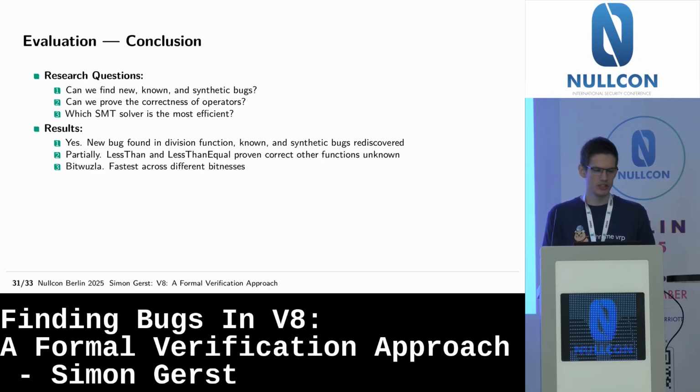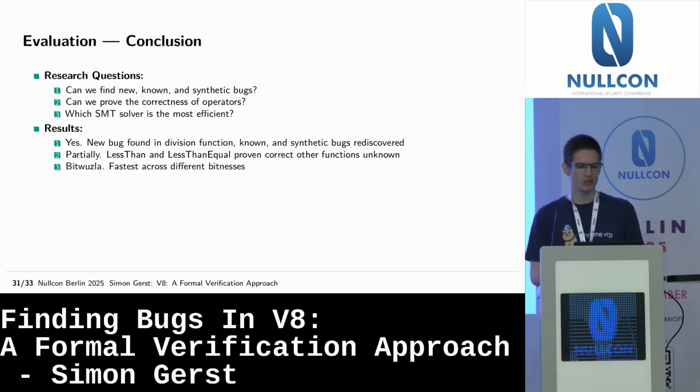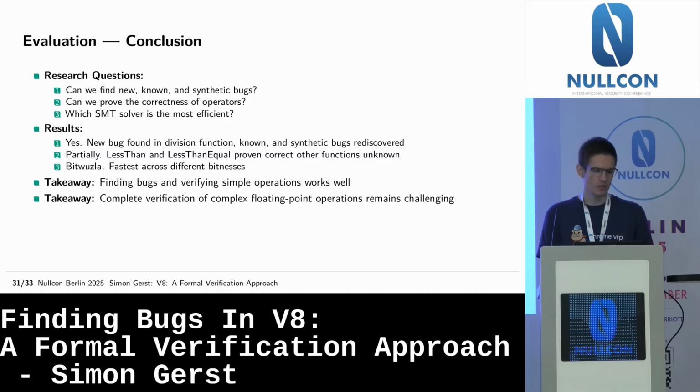And for my research question, yes, I can find new bugs. I can find all the old bugs. I can find all my synthetic bugs. Correctness, I cannot really prove aside from the 2 functions. And if you are also working with SMT solvers, I can highly recommend Bitwuzla, which is the fastest across my testing. And yeah, 2 takeaways: finding bugs, and if you have simple operations, it works well. But if you have complex floating point stuff, it remains a big challenge.